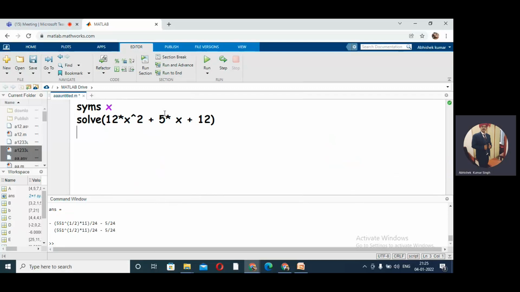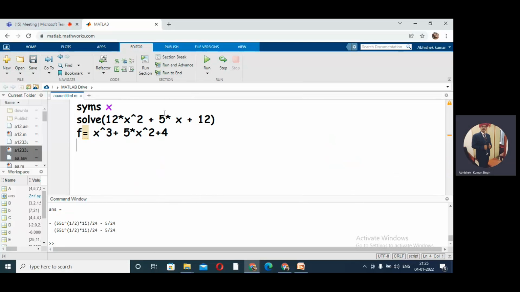Okay, now I'll define one function here, f equal to x cube plus 5 into x square plus 4. Right.